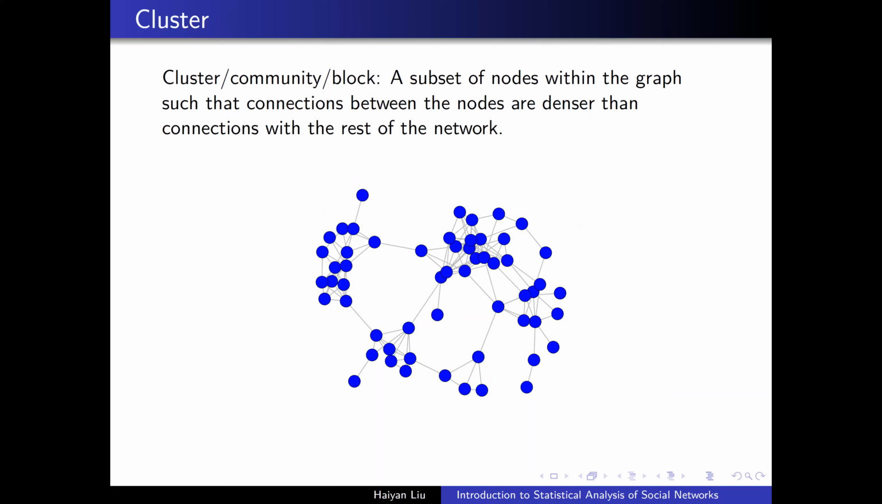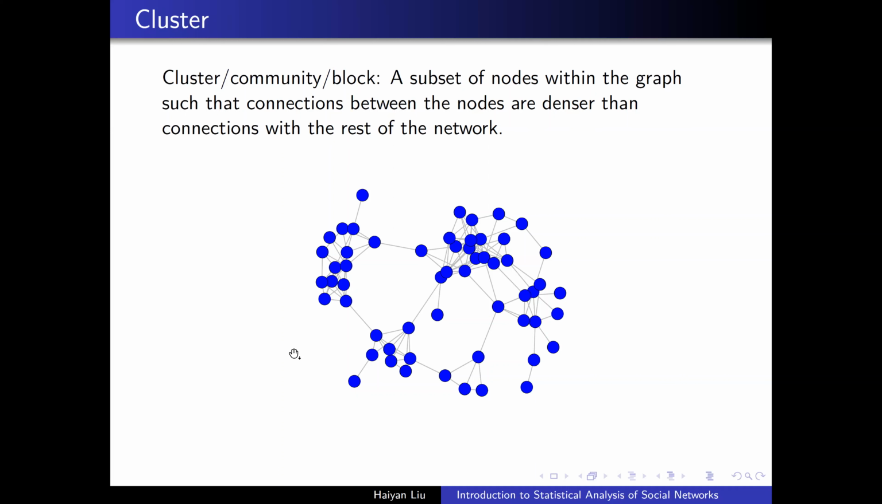Cluster is another characteristic that exists in a network. It's also a subgraph. Sometimes we also call it a block or a community. So a cluster is basically a subset of nodes, and within this subset of nodes, the connections are denser than connections with the rest of the network.